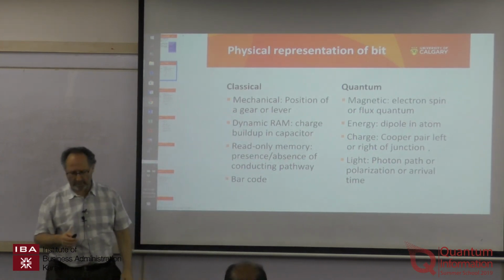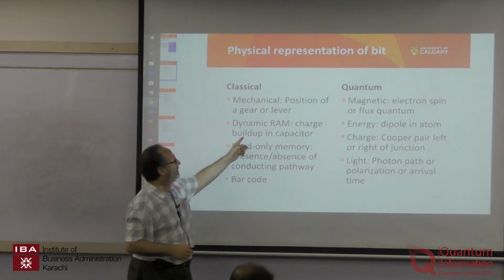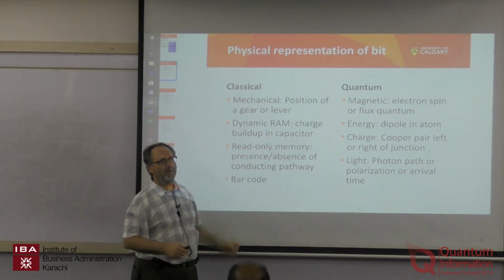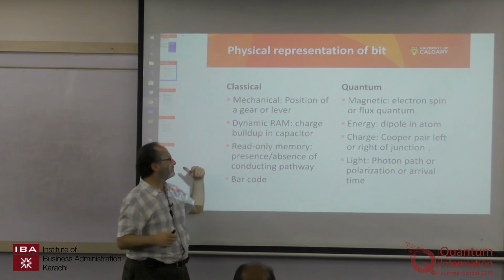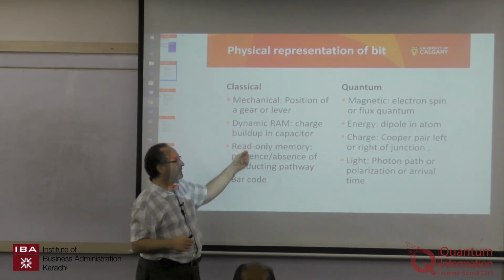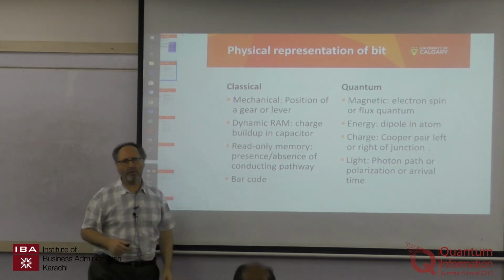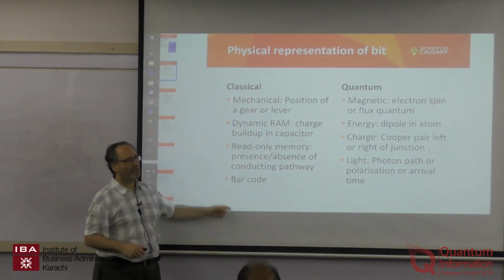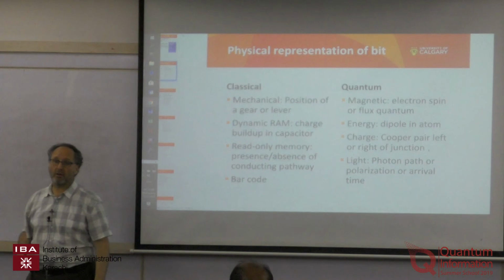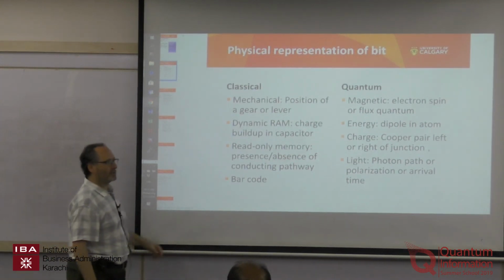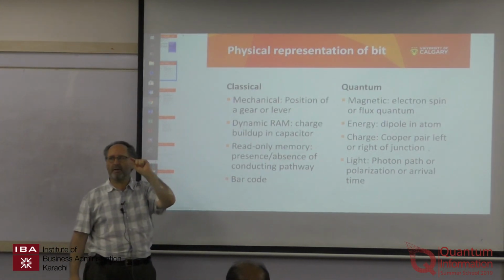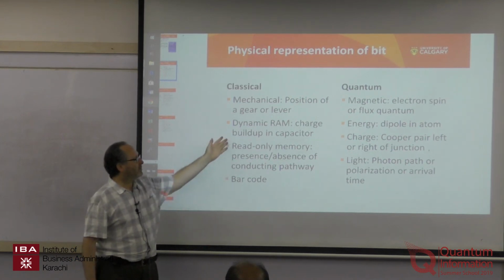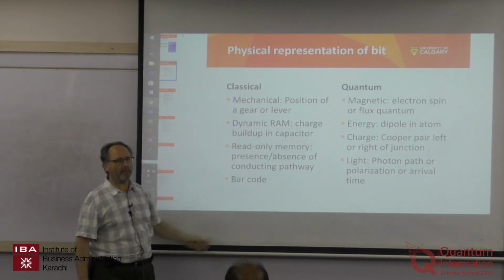There's dynamic RAM. RAM is random access memory. This is charge buildup in a capacitor. So if you have charge buildup or not, that can be the 0 or 1. Read-only memory, ROM, would be presence or absence of a conducting pathway. When you do a barcode scan or a QR code, these represent zeros and ones in terms of thin or thick black lines. So there are different ways to represent a bit.